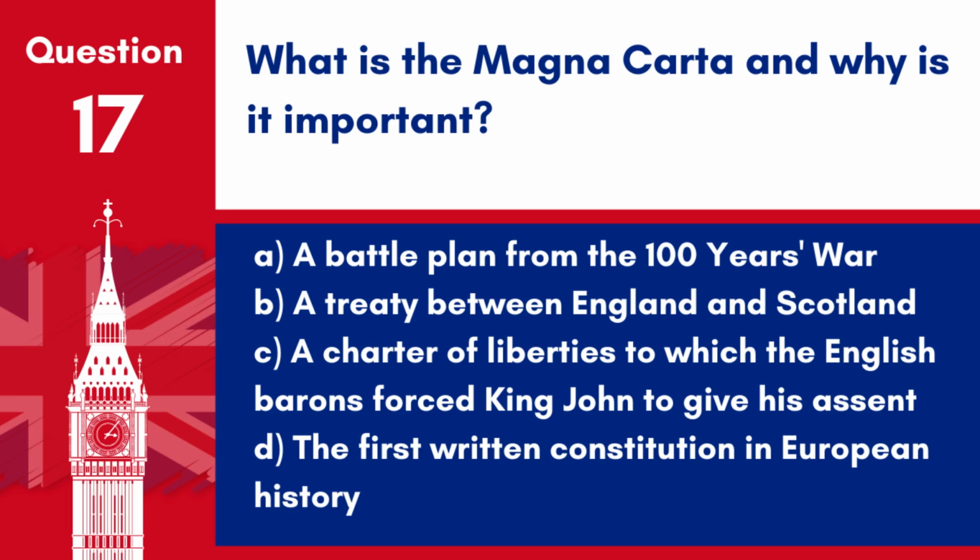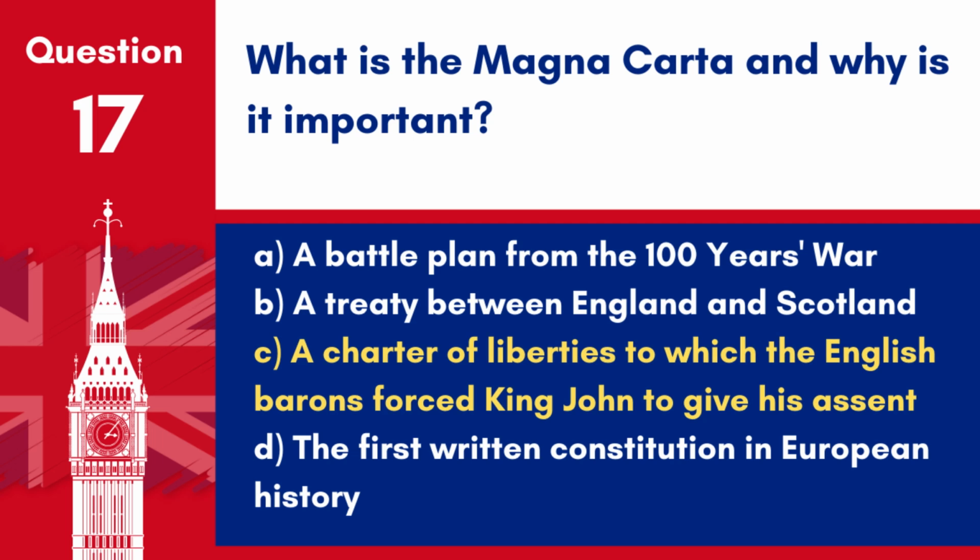A. A battle plan from the 100 Years' War. B. A treaty between England and Scotland. C. A Charter of Liberties to which the English barons forced King John to give his assent. D. The first written constitution in European history.